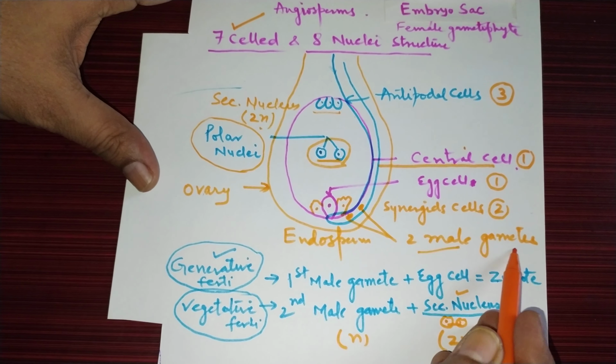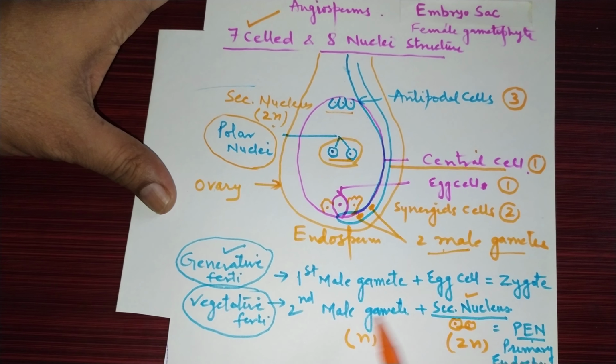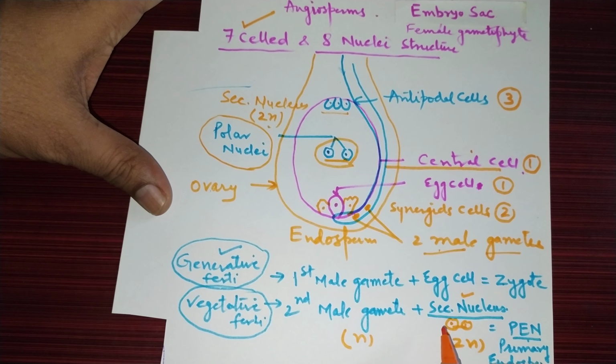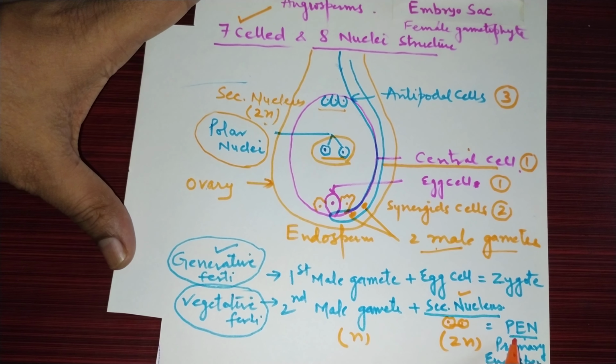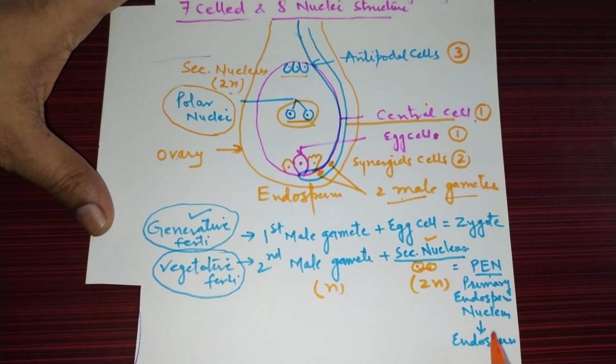The first male gamete fuses with the egg cell to form the zygote, and the second male gamete fuses with the secondary nucleus, which I already told you is formed by the fusion of 2 polar nuclei. Okay, so the male gamete plus secondary nucleus form PEN. The full form of PEN is the primary endosperm nucleus. This PEN later on produces endosperm.